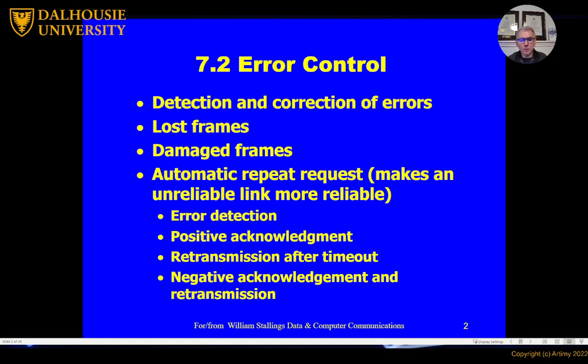So to avoid this, we have the sliding window mechanism, where the idea is the transmitter can send up to a certain number of frames before waiting for the acknowledgement, right? If the acknowledgement comes back before the end of the number of frames, it can continue sending. If the frame or the acknowledgement is delayed, the transmitter stops until the acknowledgement comes back, right?